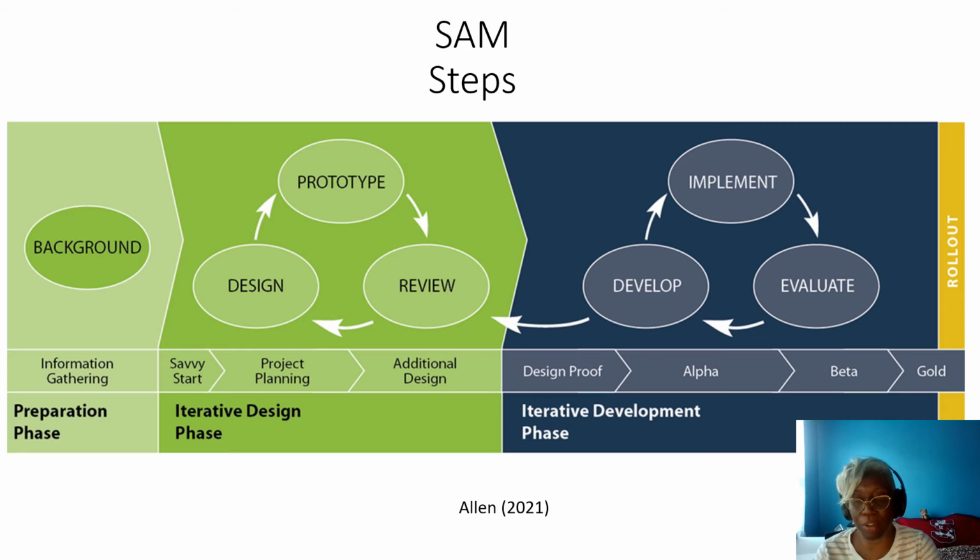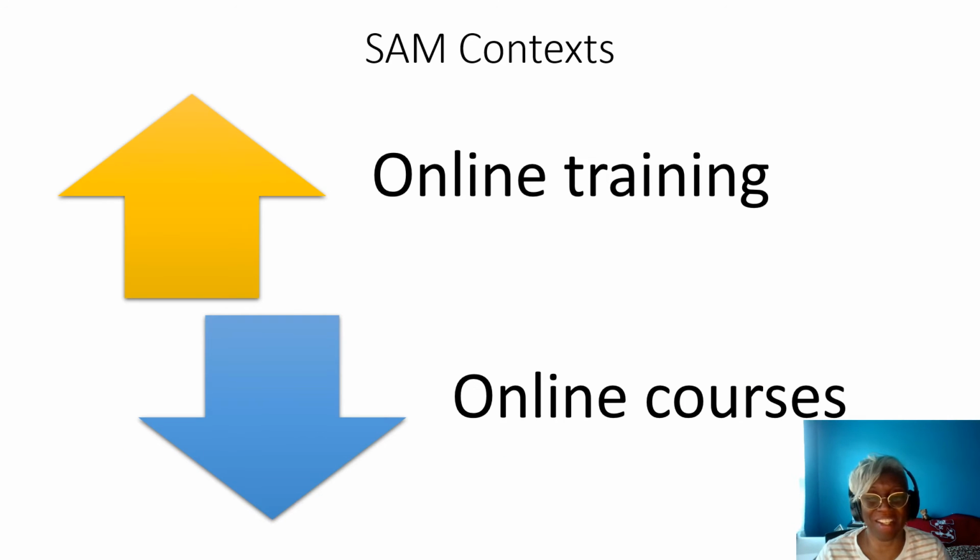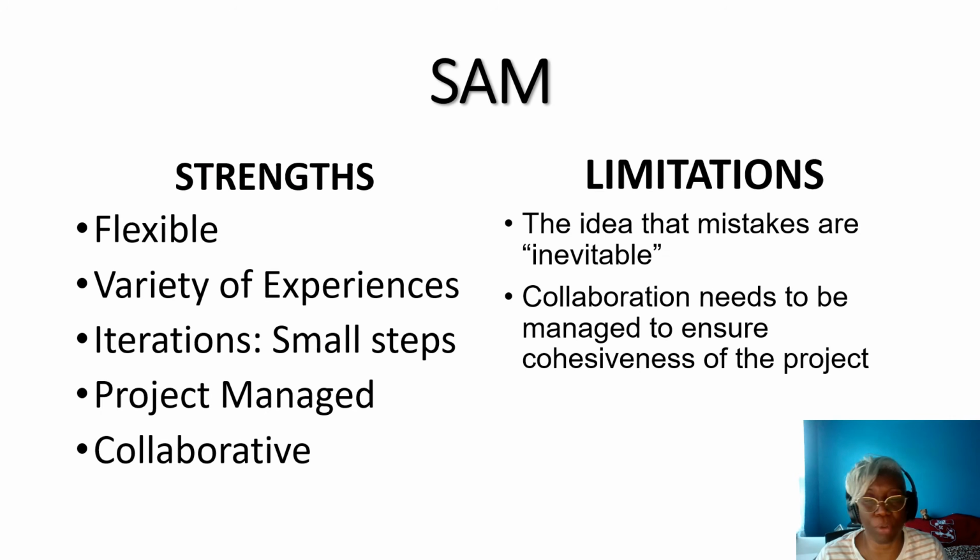And if you notice, there's design proof, alpha, beta, and then gold. So getting it to its best self, if you will. So the context of the SAM model is both online training and online courses. So again, being able to gain all the information you can, all the feedback you can, going over it, cutting and pasting to get us to its best possible rollout in online training and online courses.